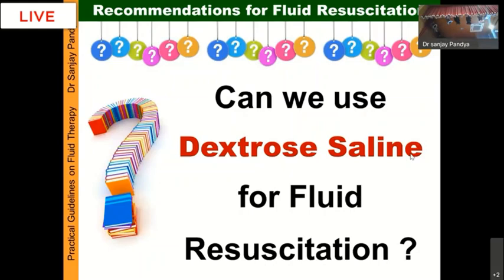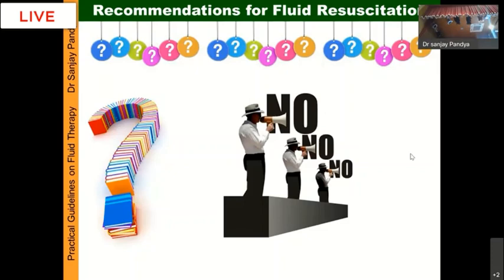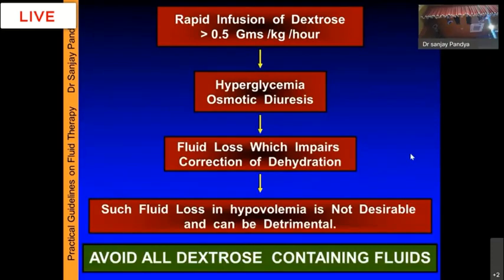Achha, now instead of saline, can we use dextrose saline? Because we want to provide sodium, and it contains sodium, but some patients also require some calories. So dextrose saline will serve both purposes. So is it wise to use dextrose saline instead of normal saline for resuscitation? Answer is no. Why? Because rapid administration of dextrose-containing fluid, even in non-diabetics, will lead to hyperglycemia and osmotic diuresis, urine output will increase, and our aim is to provide adequate fluid.